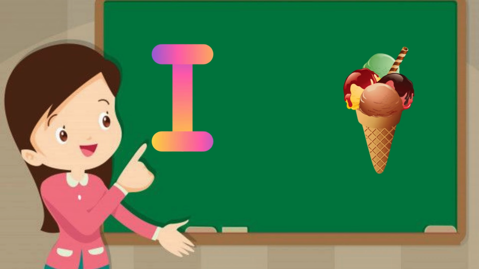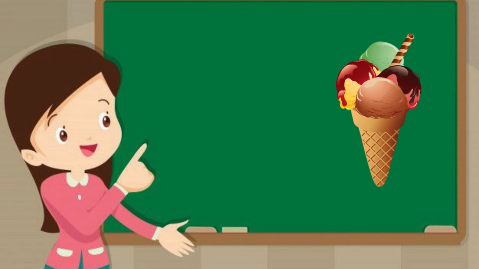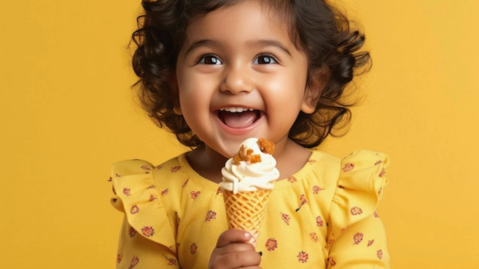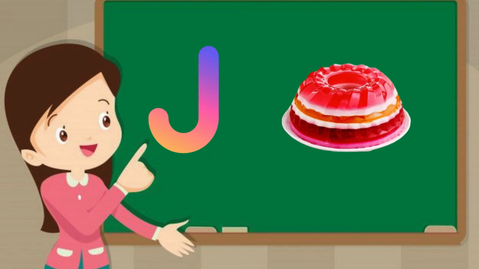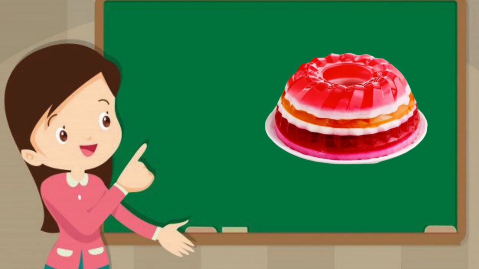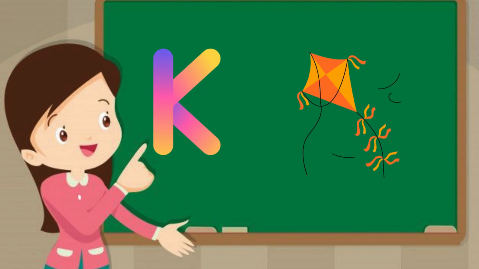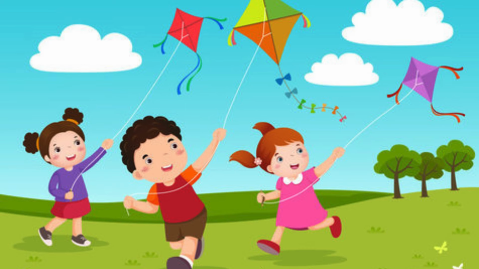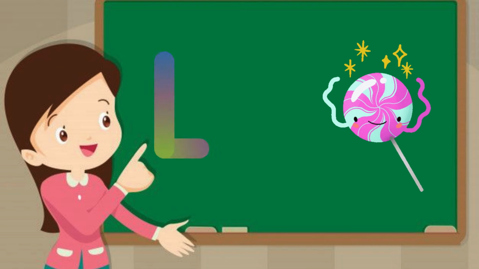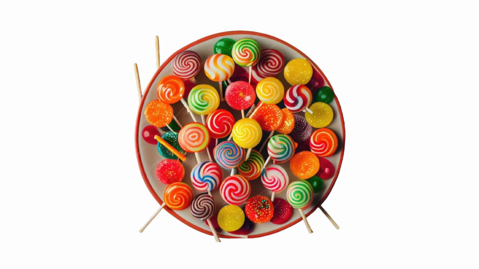I is for ice cream. I, i. Ice cream. J is for jelly. J, j. Jelly. K is for kite. K, k. Kite. L is for lollipop. L, l. Lollipop.